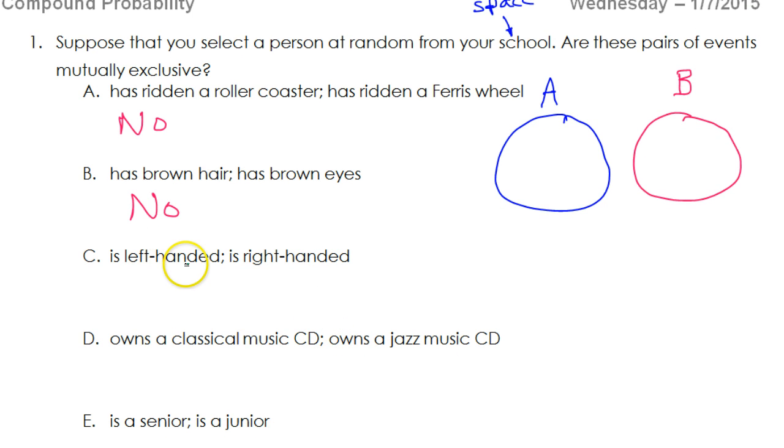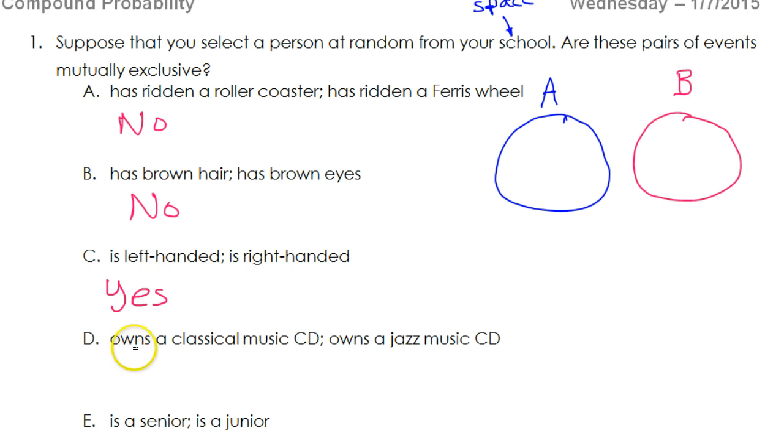Okay. How about left-handed and right-handed? Yes, those are mutually exclusive. You're either left-handed or you're right-handed. Or there's something called ambidextrous, but that's not one of the options. So you can't be left-handed and right-handed. If you could use your left hand really well and your right hand really well, you're called ambidextrous, but you wouldn't be called left-handed and you wouldn't be called right-handed. So these are mutually exclusive.